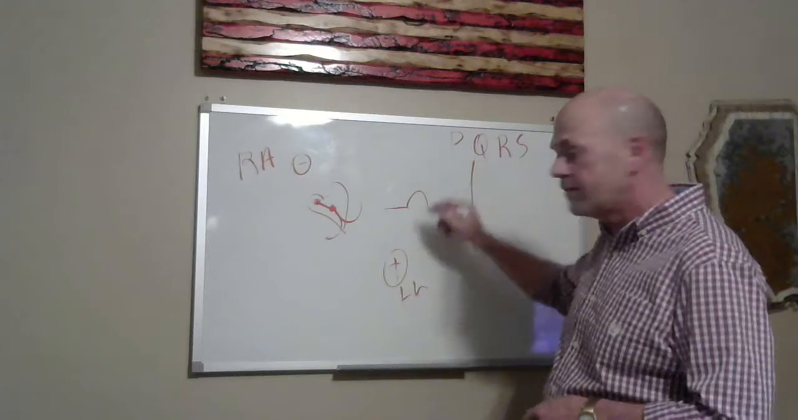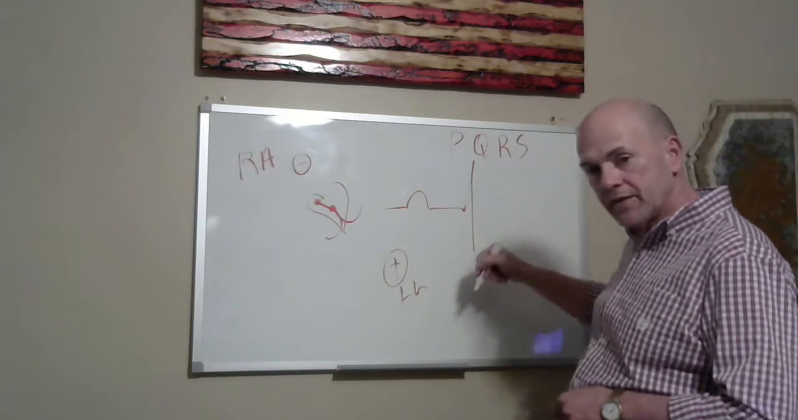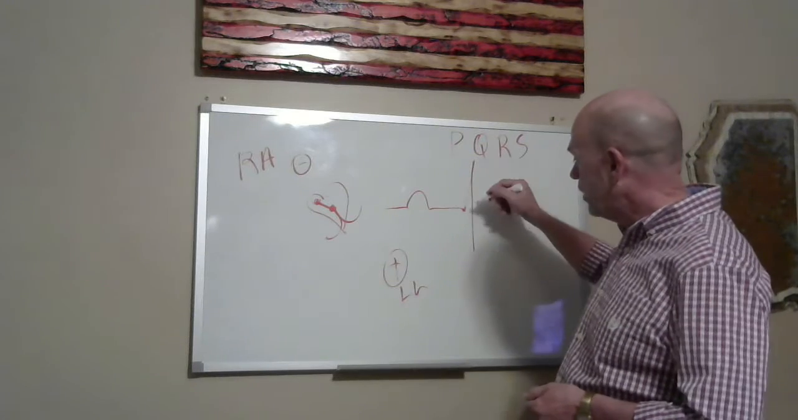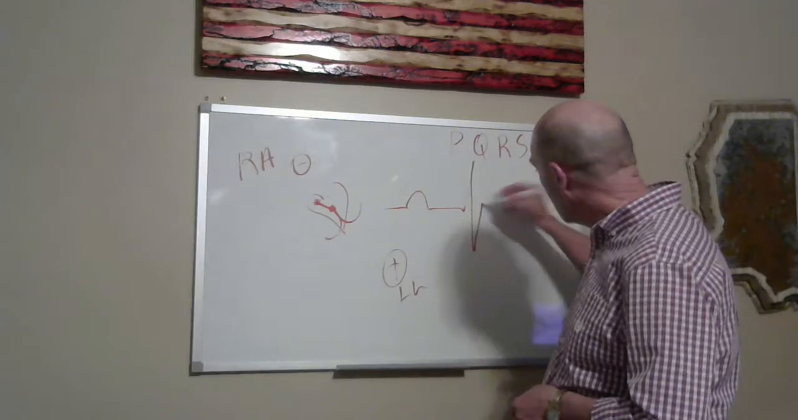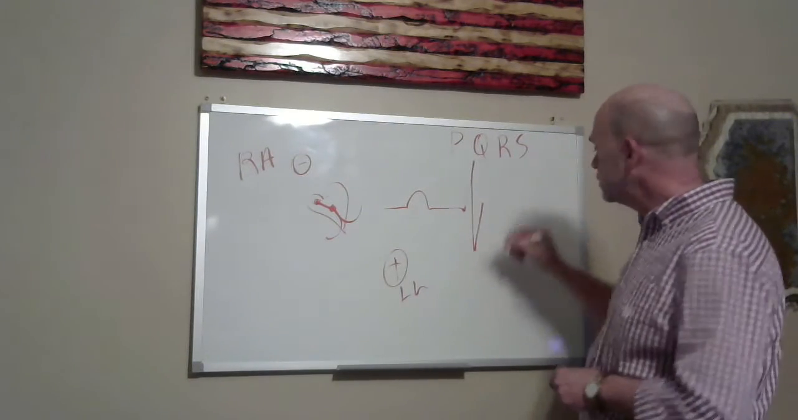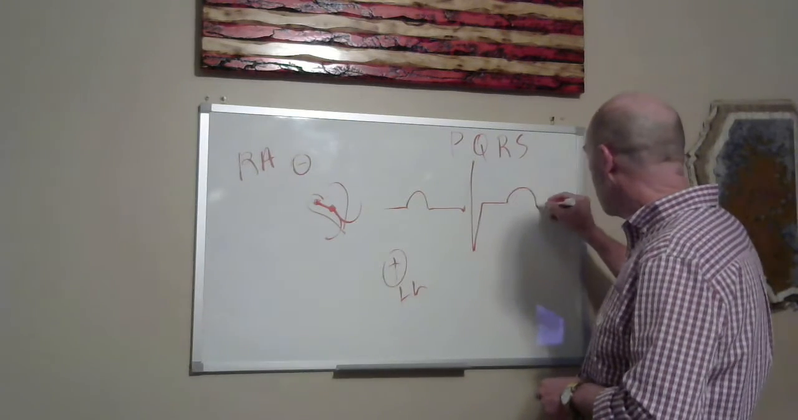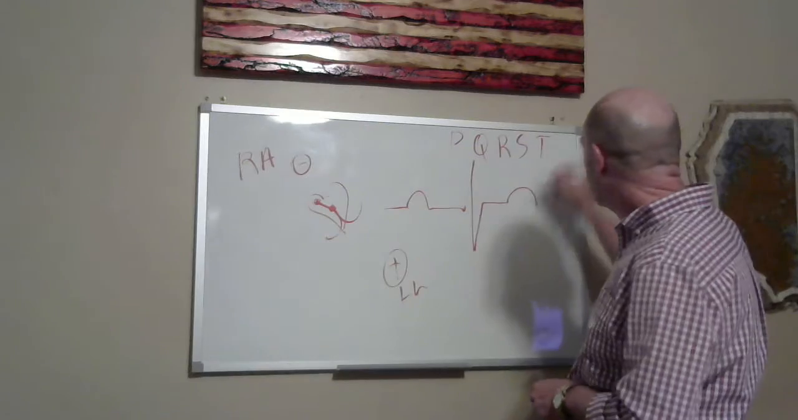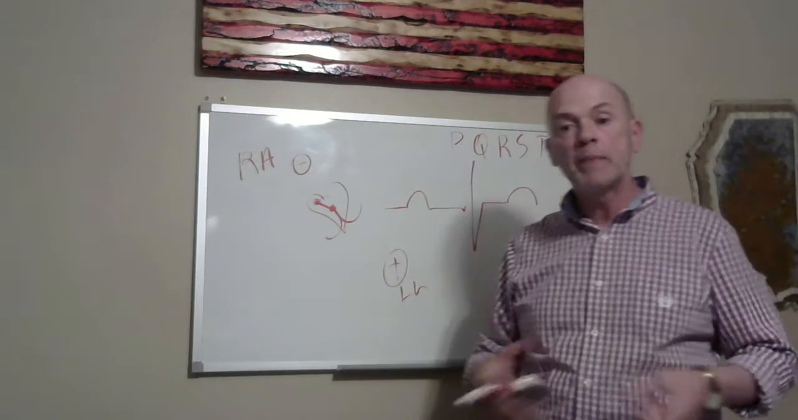We call them positive if the deflection moves above the isoelectric line. We call it negative if the waveform moves below the isoelectric line. We come back to the isoelectric line. That is the completion of the S wave. Then we're back on the isoelectric line. There's a T wave, and that is representative of ventricular repolarization.